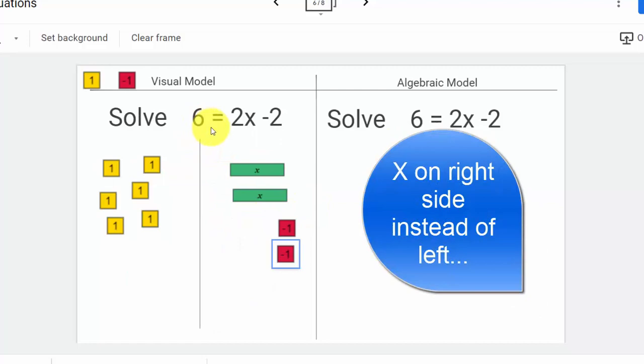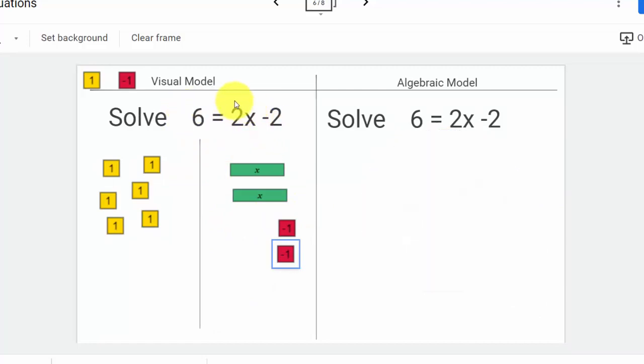Moving on in this series, we're going to look at x's on the right-hand side, and the next one we're going to look at x's on both sides. Same idea, same principles, work through it. Okay, so I've got 2x minus 2 on the right-hand side.